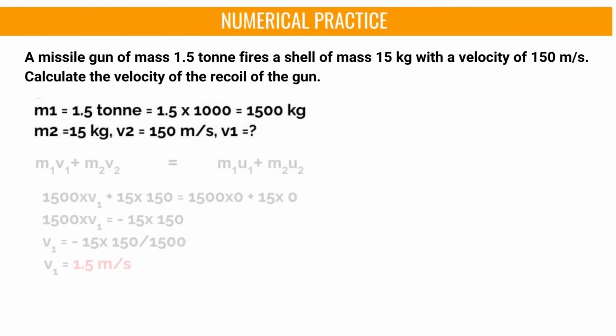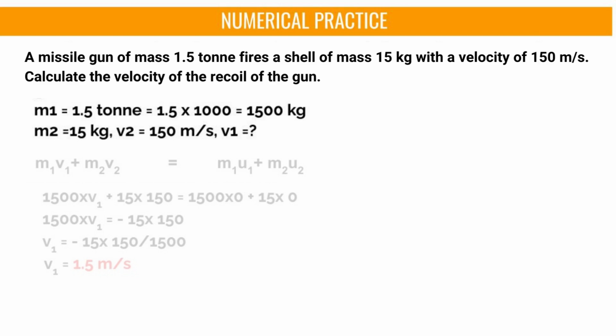A missile gun of mass 1.5 ton fires a shell of mass 15 kg with a velocity of 150 m/s. Calculate the velocity of the recoil of the gun. M1 equals 1.5 ton, which is 1.5 multiply by 1000, which means 1500 kg. M2 equals 15 kg. V2 equals 150 m/s.